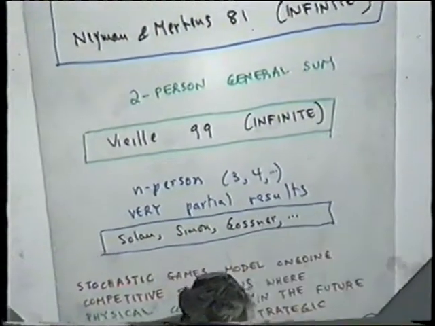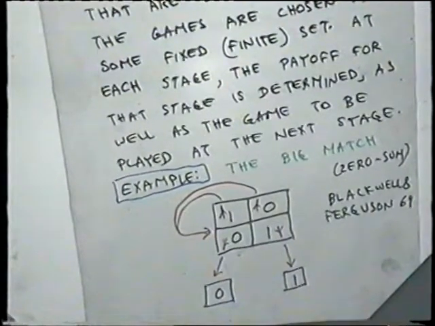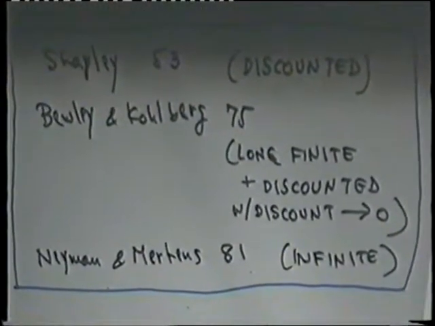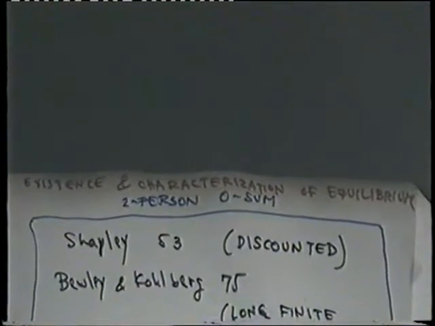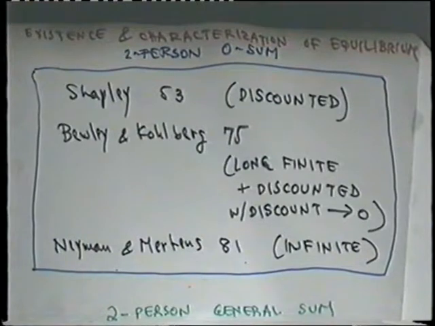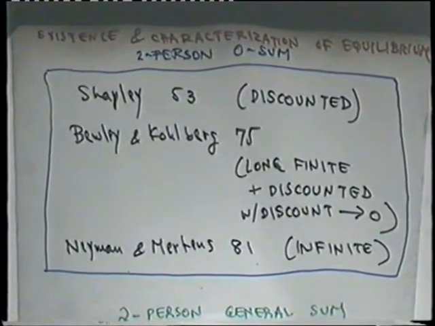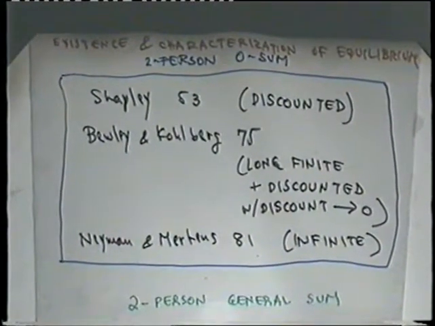Let me just give you a brief overview of the theory of stochastic games. So we have existence and characterization of equilibrium. In the two-person zero-sum game, we start with the fundamental work of Lloyd Shapley, who was, I think, the high priest of mathematical game theory. There's no doubt about it. He didn't get the Nobel Prize. He should have gotten it, okay? He started the ball rolling with a paper in the PNAS, the Proceedings of the National Academy, in 1953.